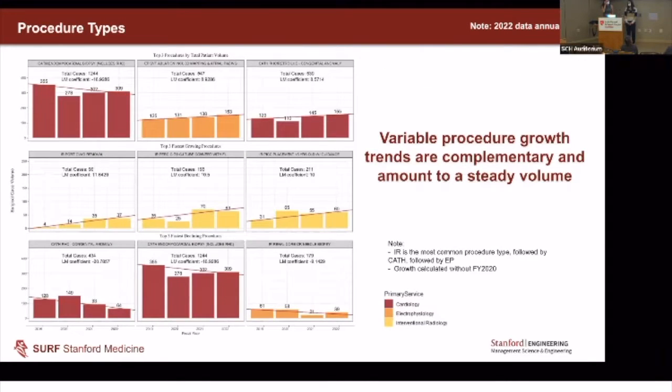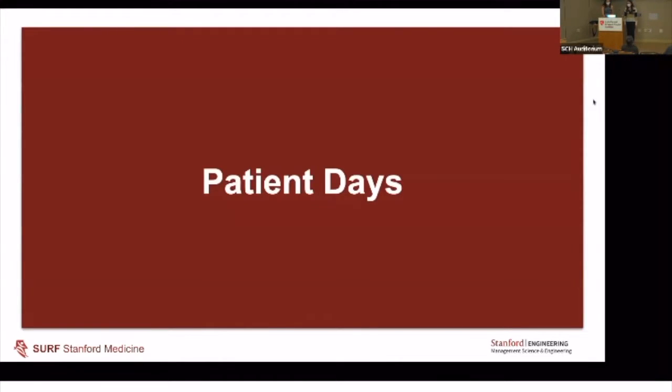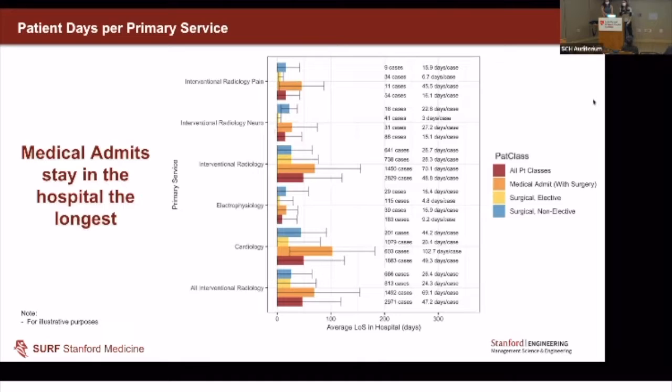And then here we looked more specifically at procedure types, and kind of the same as what was on the last slide, where there's variable procedure growth trends, but overall they're complementary and amount to the steady volume. Then as the next step for our projection function, it was also important to evaluate historical data to do with length of stay and demand that patients generate.